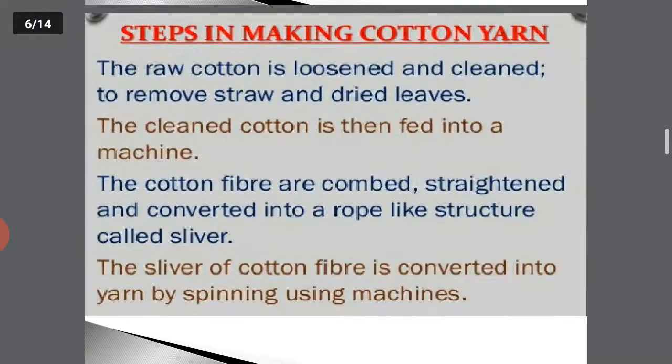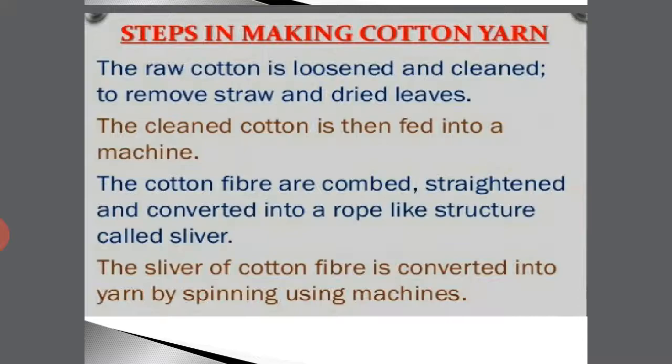Steps in making cotton yarn. What are the steps required? What is the process of making cotton yarn? The raw cotton is loosened and cleaned to remove straw and dried leaves. The clean cotton is then fed into a machine. The cotton fibers are combed, straightened and converted into a rope-like structure called sliver. Then the sliver of cotton fiber is converted into yarn by spinning using machines.